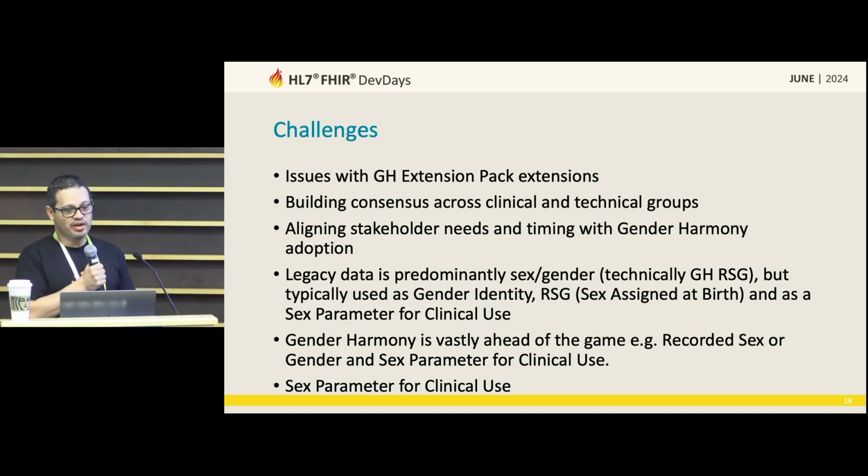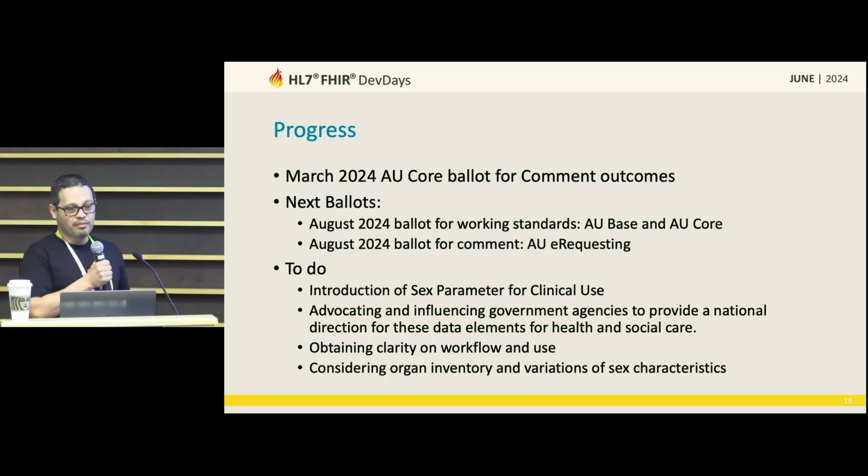Gender Harmony is obviously way ahead of the game. Things like RSG and sex parameter for clinical use take time to get people's heads around. They do eventually. You've just got to be patient and, as I said, bring people on the journey. And obviously, sex parameter for clinical use is, I don't want to use the word controversial, because I think once that thing clicks, people start to get it. But it is such a sea change or paradigm shift for most people in terms of their workflows. We're keeping working at it. We haven't quite put it into any of these specifications yet. But as I said, it's about the journey and bringing people on that journey. Progress, Danielle.